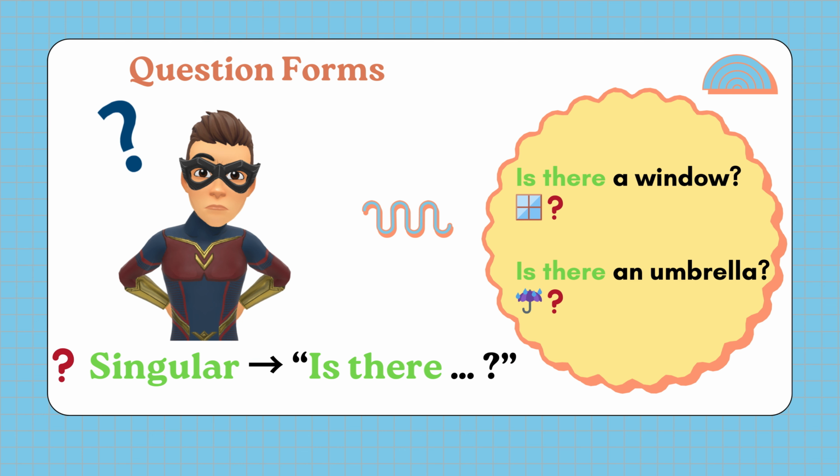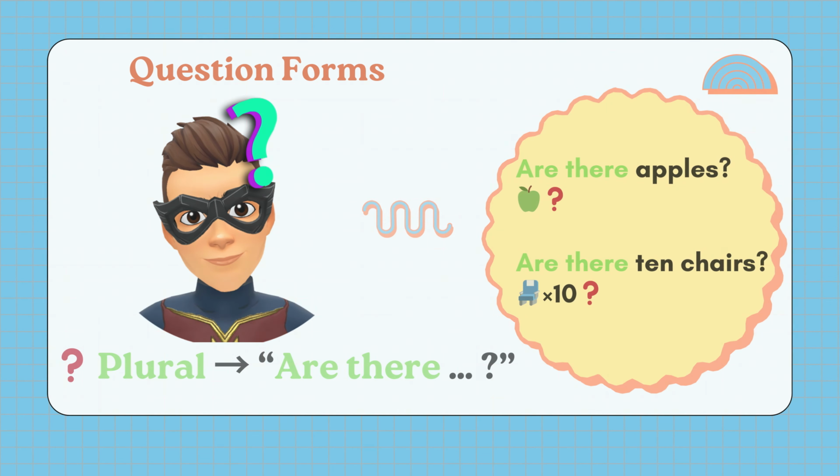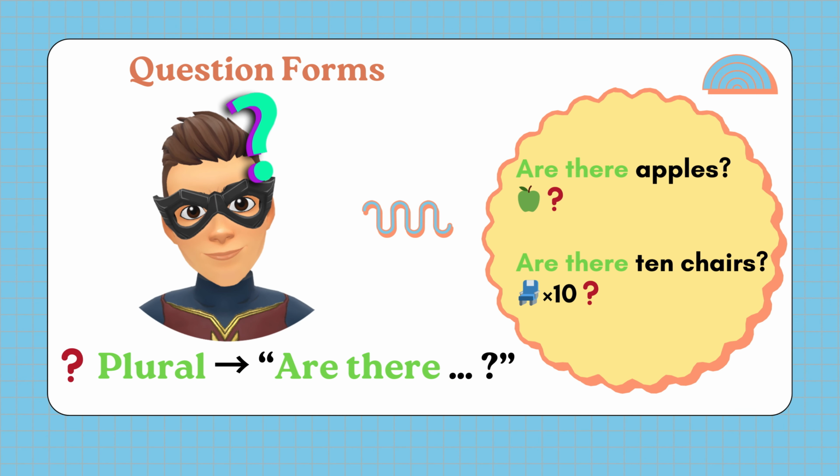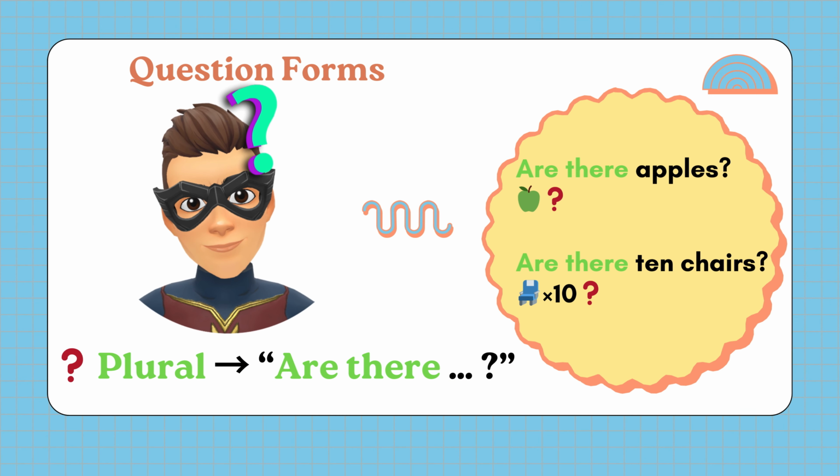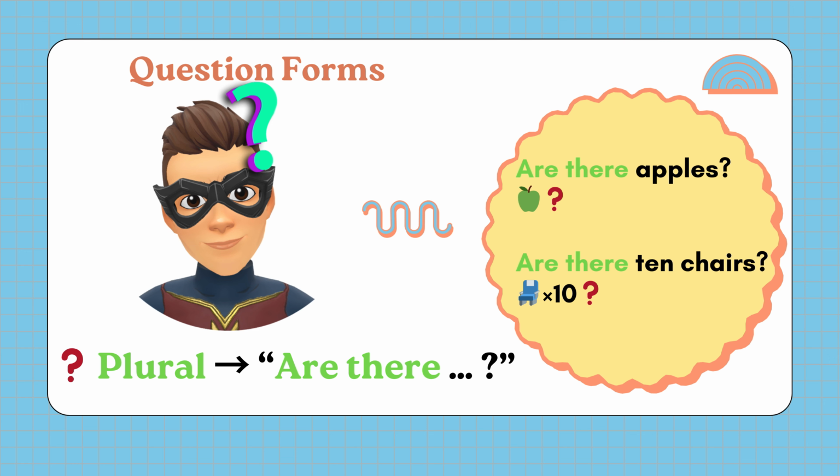Let's keep going. To ask about more than one thing, we use are there. For example, are there apples on the table? Are there 10 chairs in the room? It's a small switch from is there to are there, but it makes a big difference when asking about plural items. Let's try building a few together in the next activity.